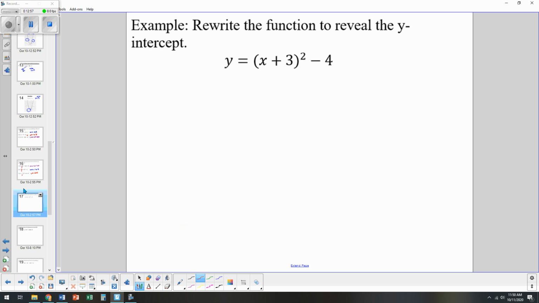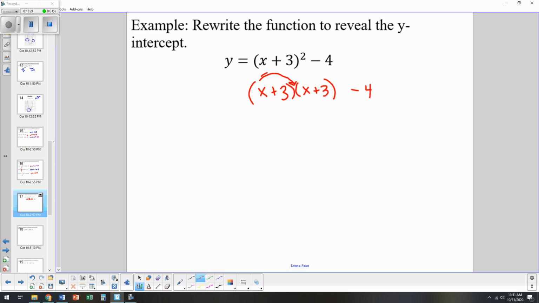So now we're going to rewrite the function to reveal the y-intercept. That means I want this rewritten into standard form. If I want this in standard form, I'm going to have to change my (x + 3)². To do that, it's really (x + 3) times (x + 3), and then minus 4. If you recall how to multiply, we're FOILing or distributing.